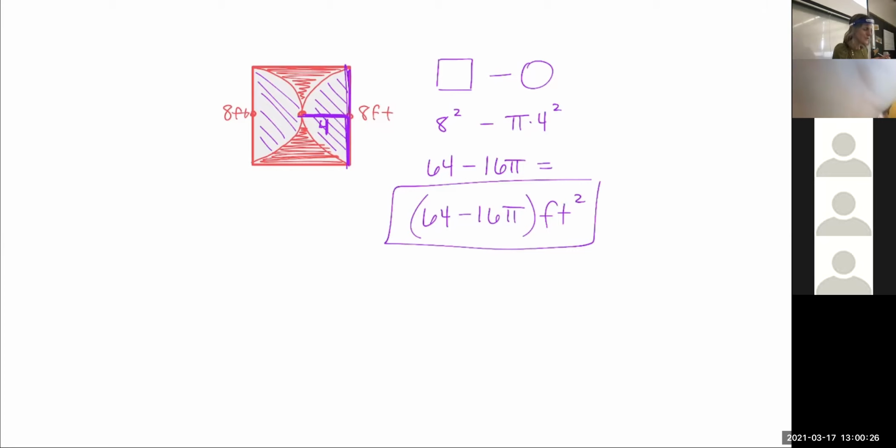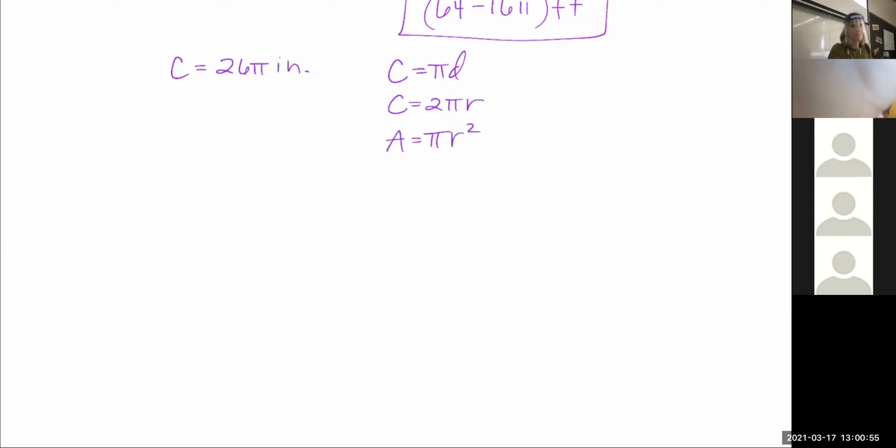What was the other one you said? The last question, 38. Okay, 38, they tell you the circumference is 26 pi inches, and they want to know the area. Okay, so think about this. Circumference is pi d, or circumference is 2 pi r, however you want to figure it. Area is pi r squared.